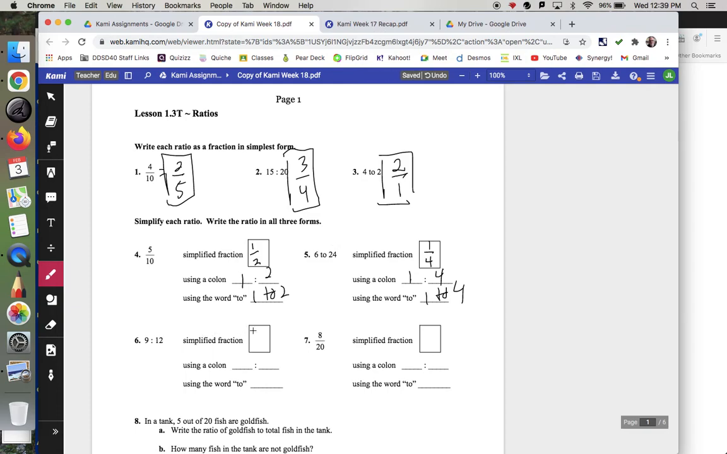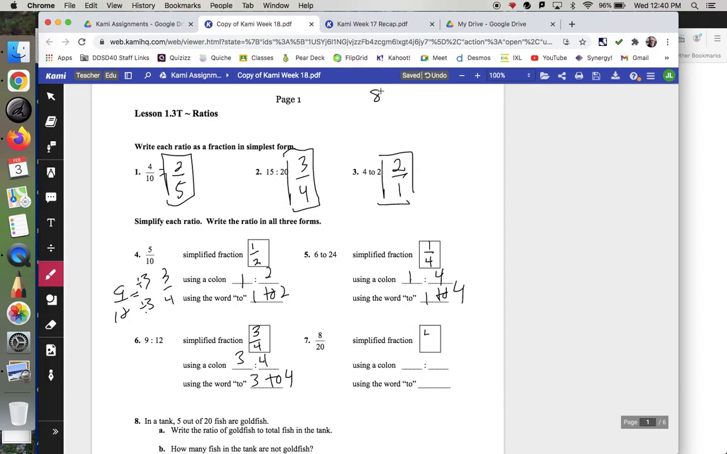And 9/12. Let's just do this over here real quick, making sure that we're doing it correctly. We divide both by 3, we get 3/4. So this is 3/4, or 3 to 4. And then 8/20 is going to be 4/10, which is actually 2/5.